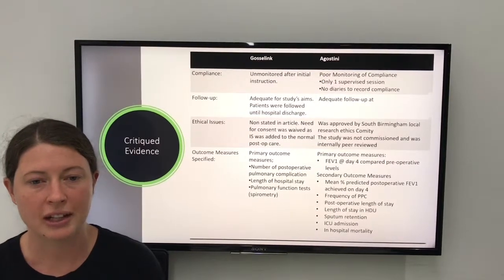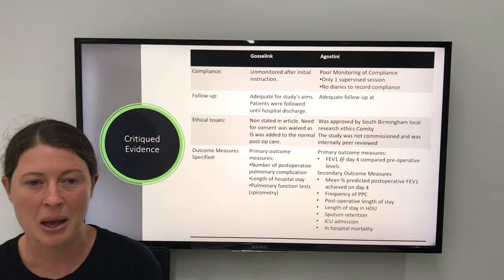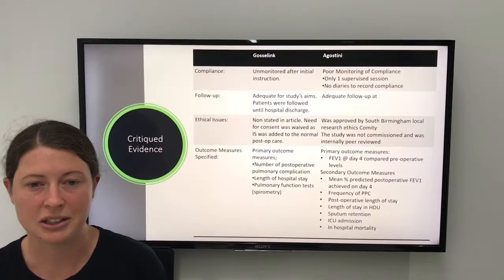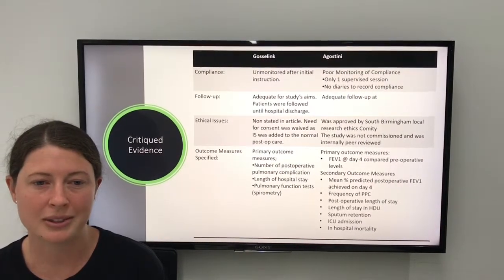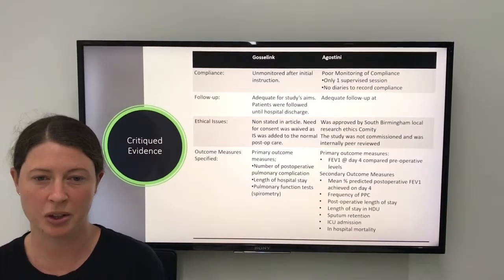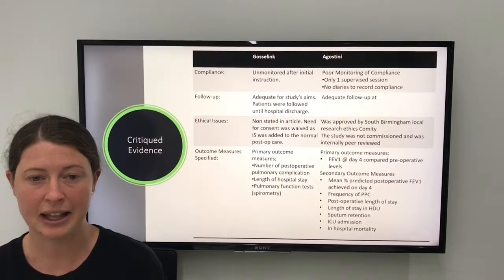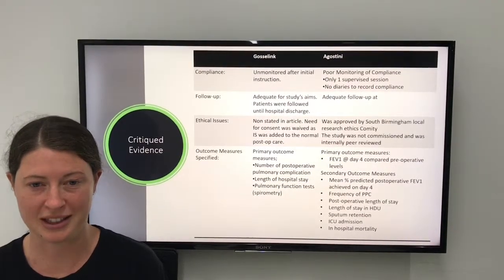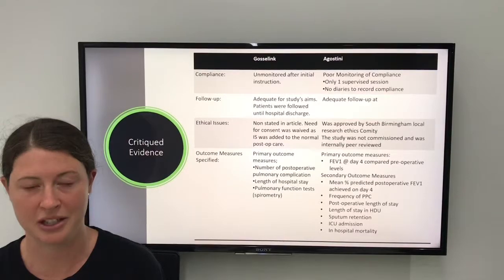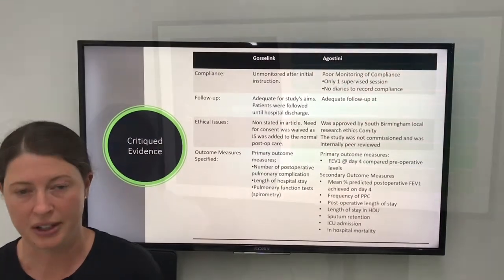Neither study tracked compliance to ensure that participants followed exercise plans. Both studies followed patients until discharge from hospital. We feel this was an adequate follow-up considering that the aim of the study was to assess post-op pulmonary complications and the length of hospital stay. Agostini stated that they were approved by an ethics committee where Gosling didn't mention ethical approval. Outcome measures were clearly identified and defined.